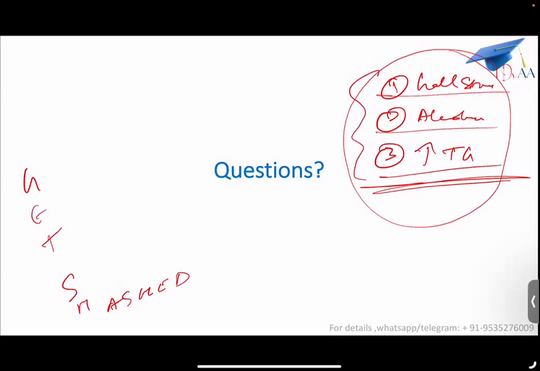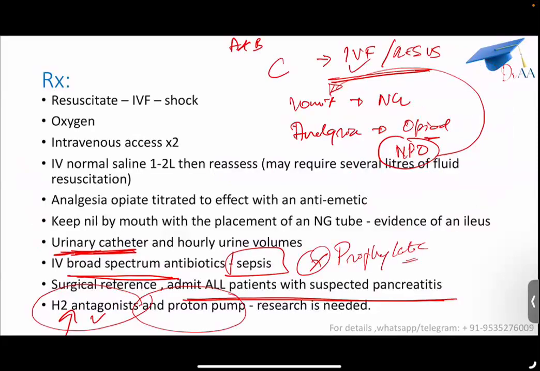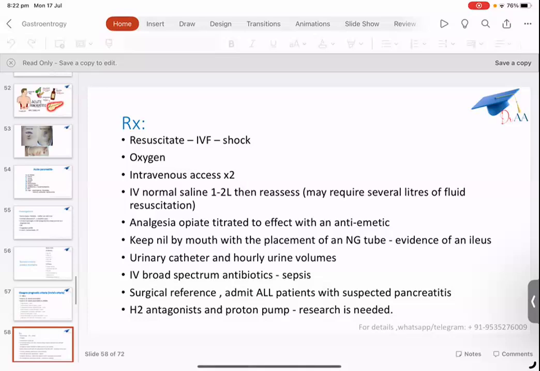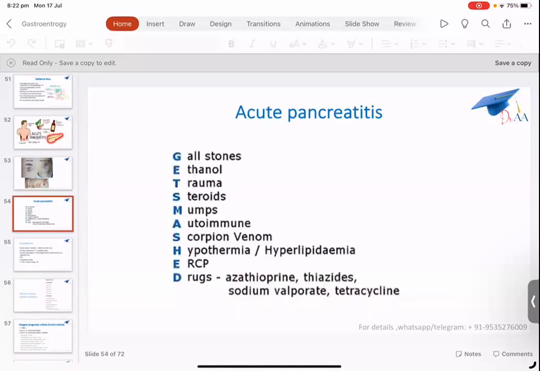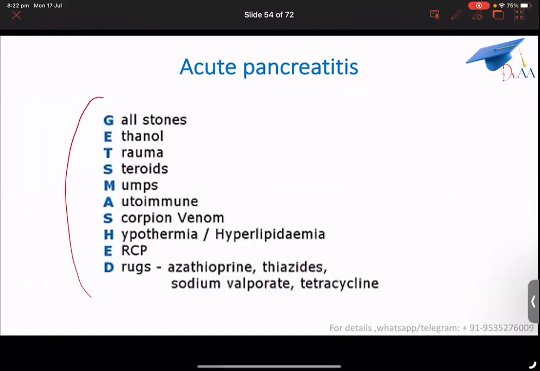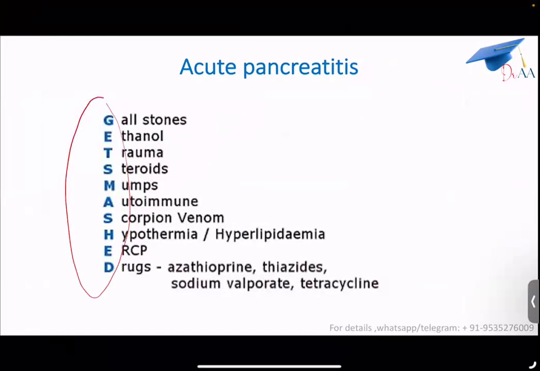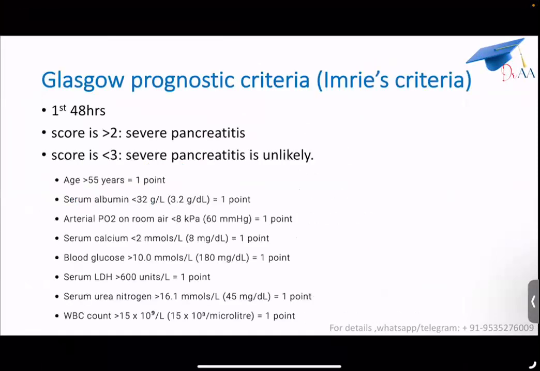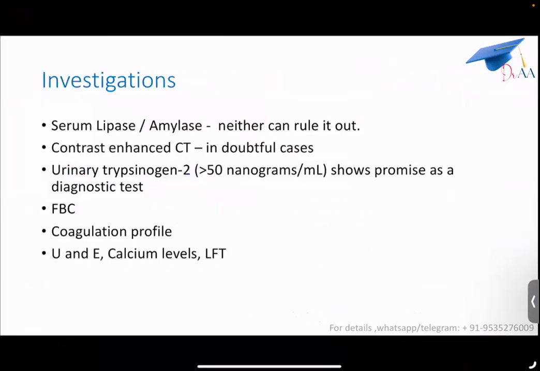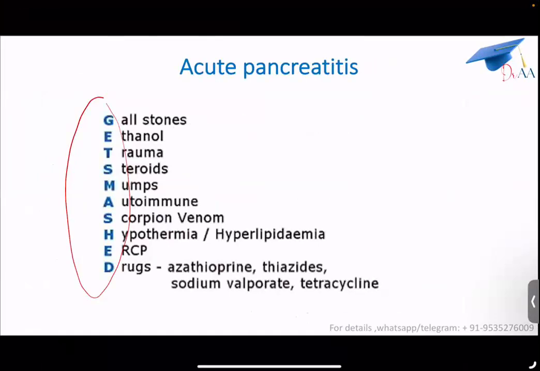Dr. Amin, hypercalcemia can cause pancreatitis? There are certain causes that can trigger pancreatitis as mentioned here. Hyperglycemia I have not come across as a cause for acute pancreatitis. These are the causes which we are more familiar with. Hypercalcemia, I mean hypercalcemia, not hyperglycemia. I have not come across hypercalcemia also.